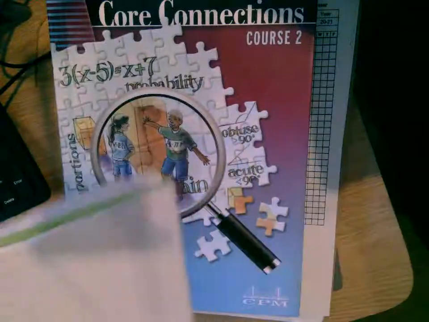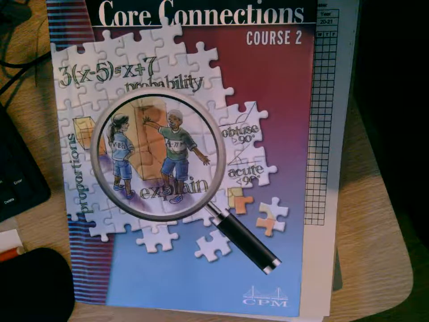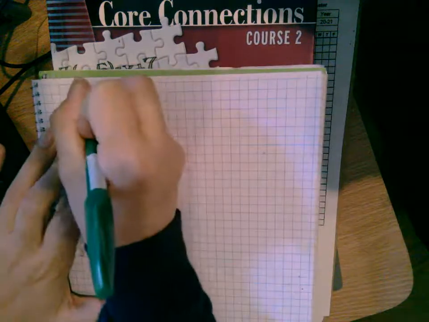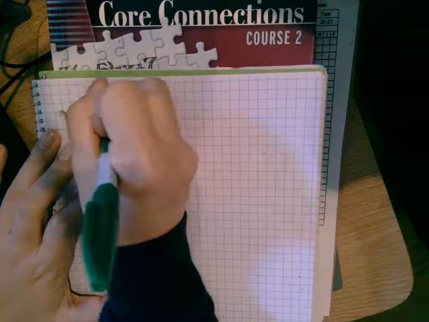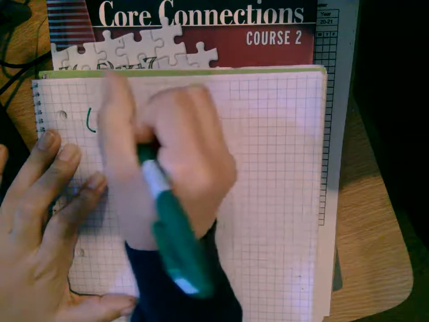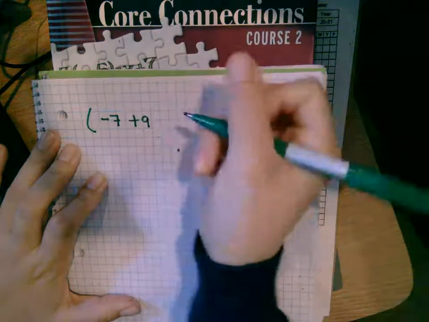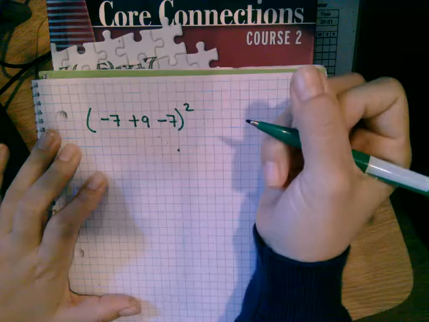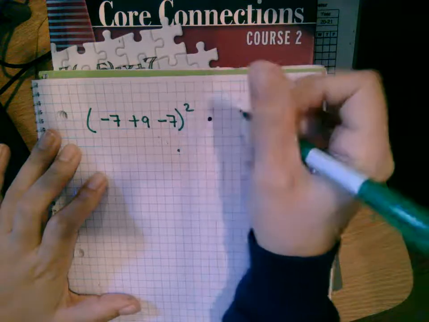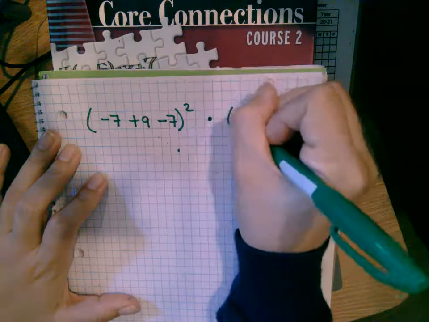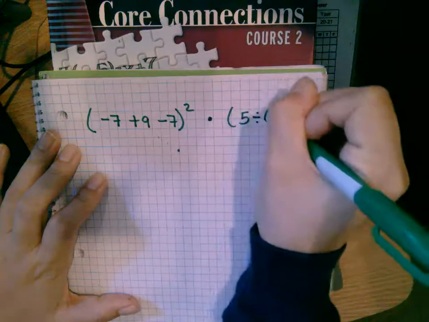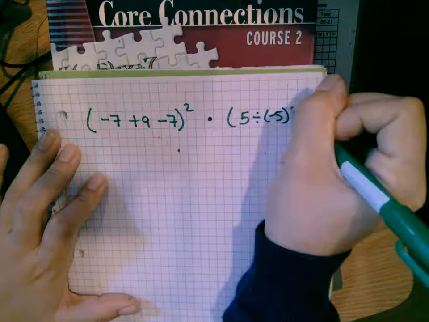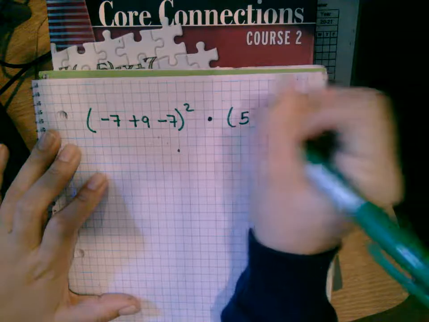Let's do one more and then we'll do some independent work. Parentheses, -7 plus 9, minus 7 squared, times 5 divided by -5 squared.